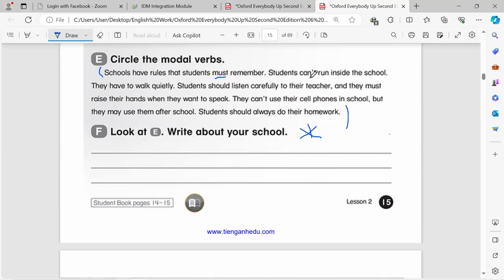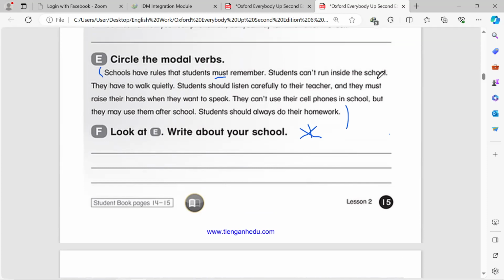Students can run inside the school. But sometimes we can play by running outside, no? Inside the school, maybe not in the classroom, but in the school compound we can run, no? But not like the sentence here. You can change the sentence according to your school background. They have to walk quietly.